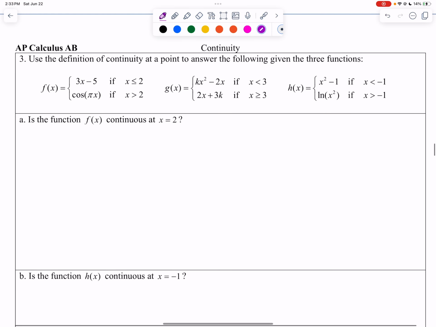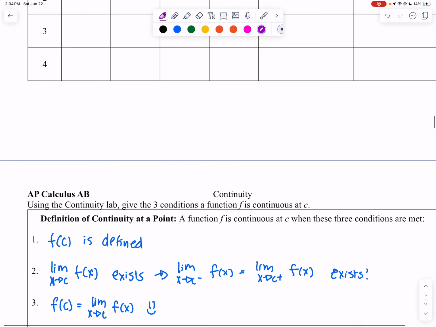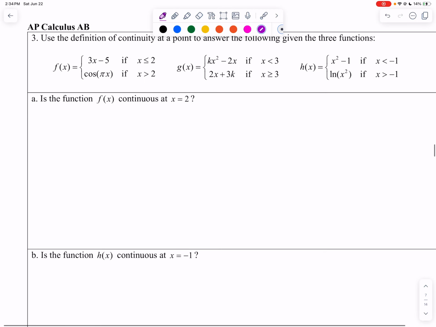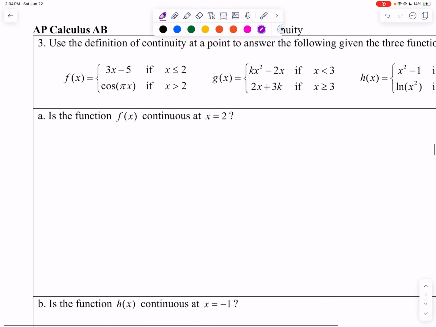All right. So for number 3, we want to use the definition of continuity at a point to answer the following given the 3 functions that I have given you. So we are going to use the three-step process, aka f of c is defined, the limit exists, and then f of c is equal to the limit. If those three conditions are not met, then we are going to cry.